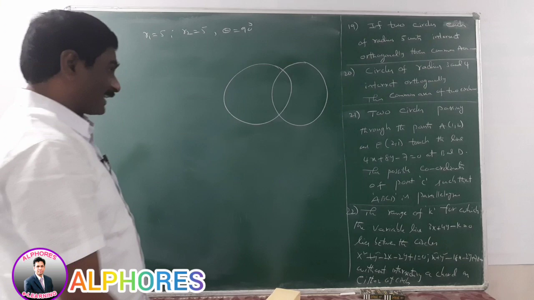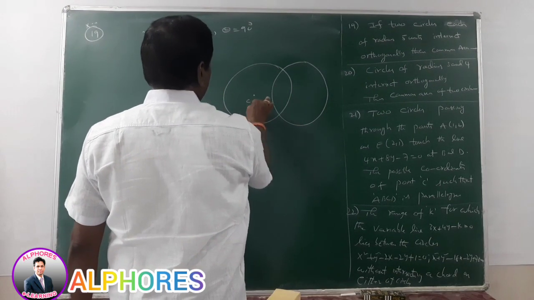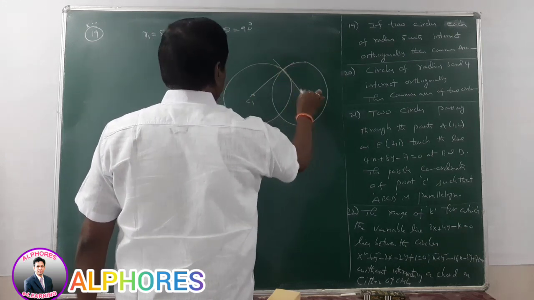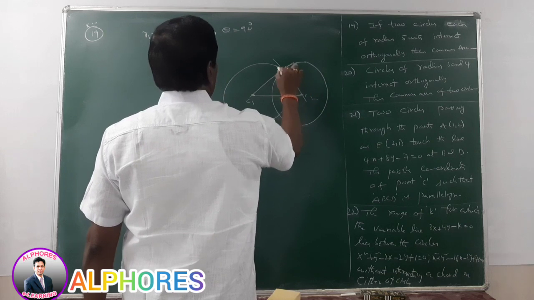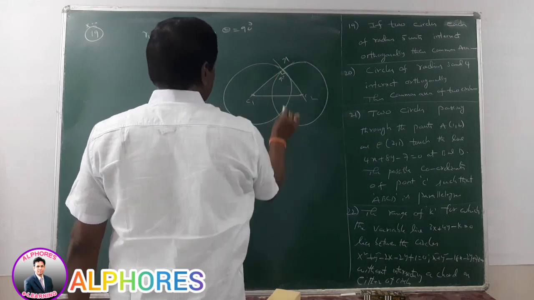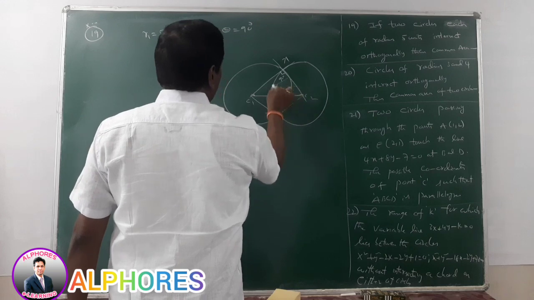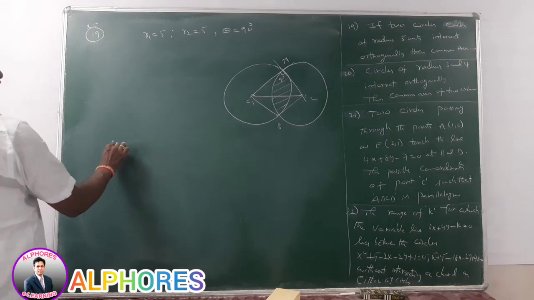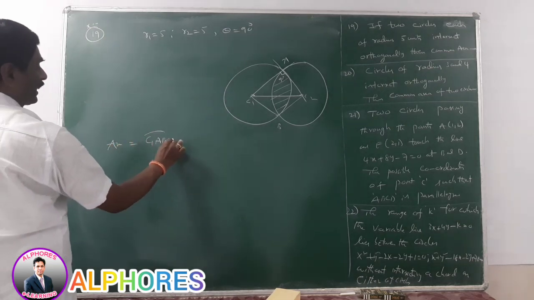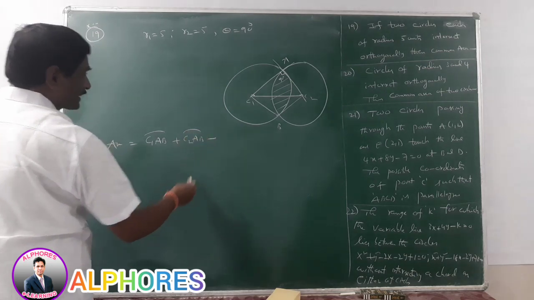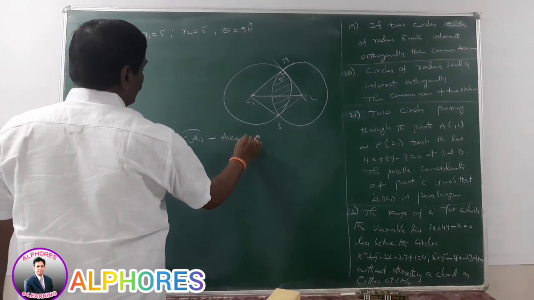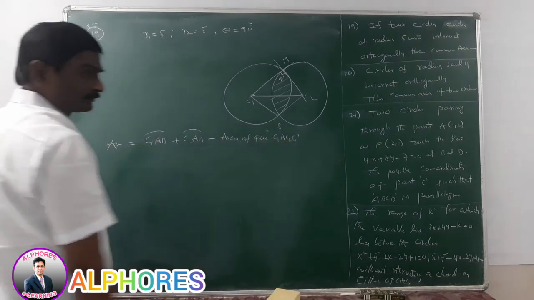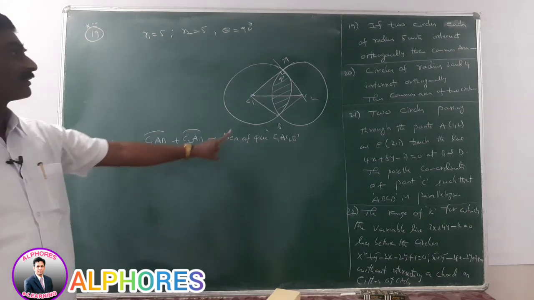In this way, the two circles are intersecting orthogonally. That means the tangent at the point of intersection of one circle must pass through the center of the other circle. So the tangent to the first circle passes through C2. This angle C1, C2 is 90 degrees. Suppose these are intersecting at A and B. Now we find the area bounded by the two circles. The area bounded by the two circles is nothing but C1AB arc area plus C2AB arc area minus the area of the quadrilateral C1 A C2 B. By using this, we find the common area.